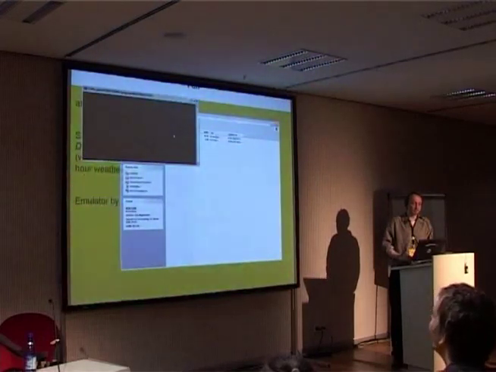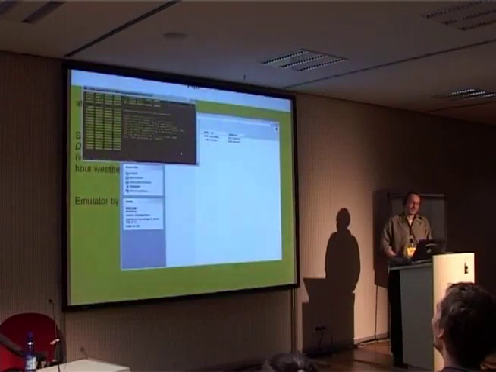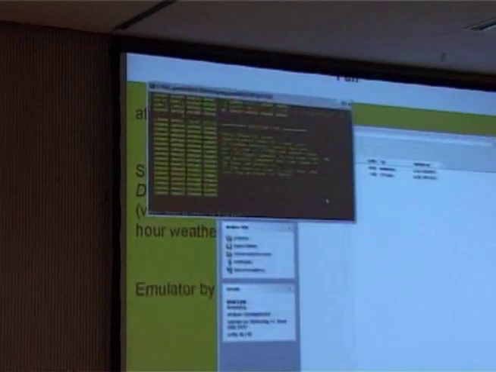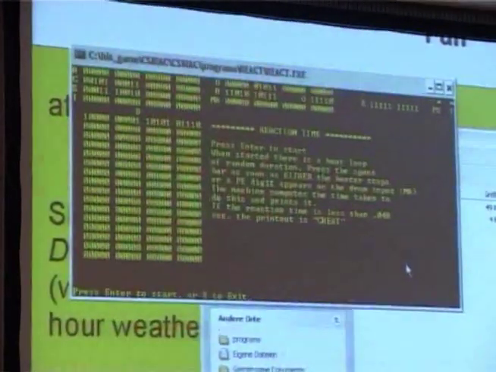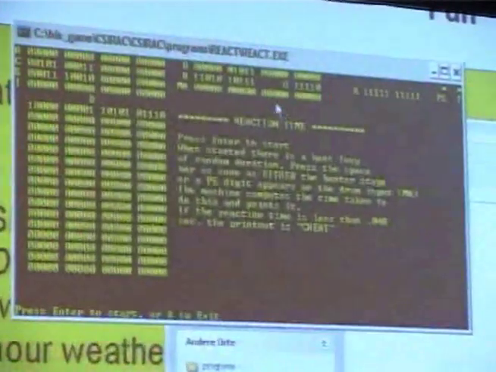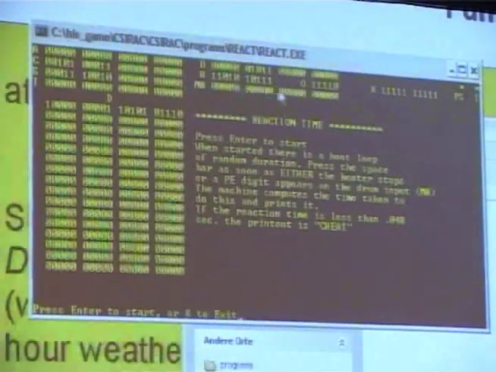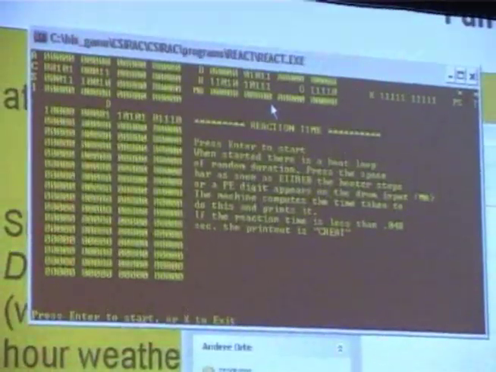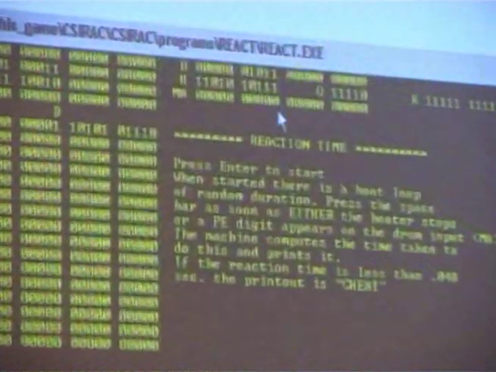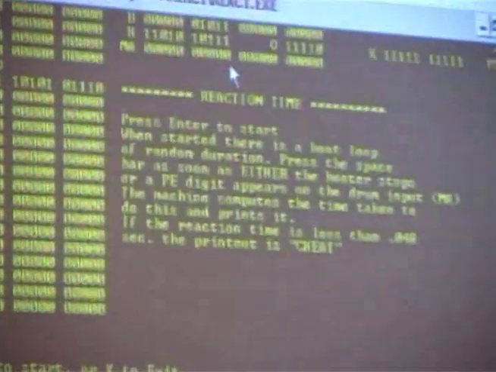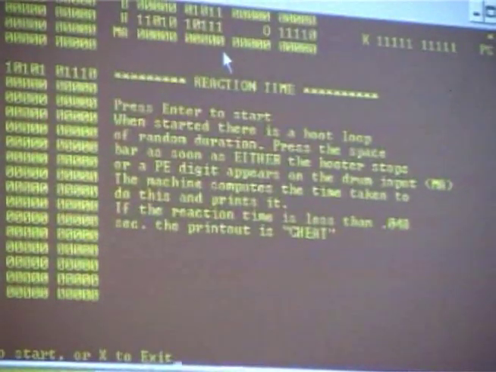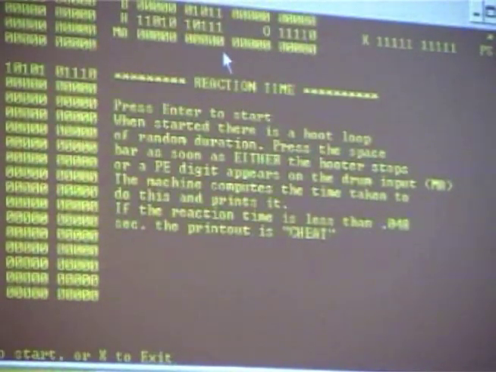This is an action game, which does nothing else than calculating the time between these. Here, we must look at this row also again. And if there's one light flashing, I have to press the space. Press enter to start or X to exit. I think it's the space. And then you just tell me how long I needed it. So I start.